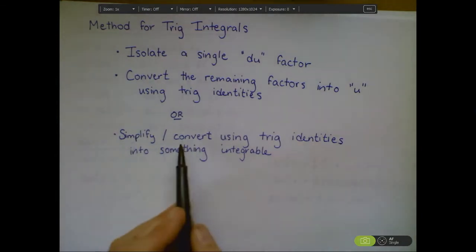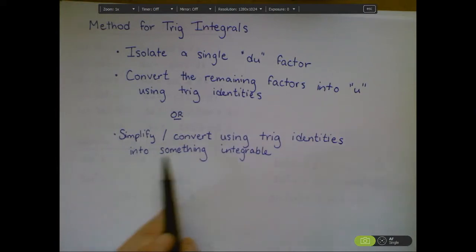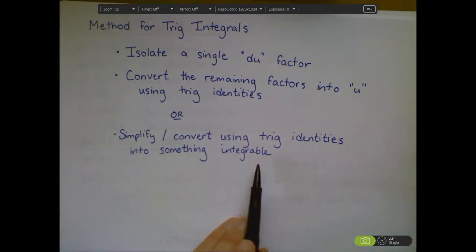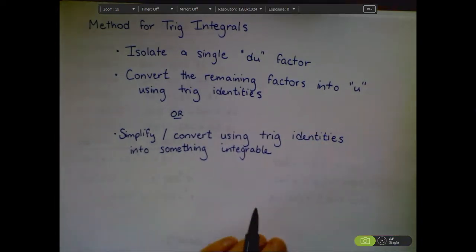That might be something that allows you to convert into trig identities in a way that you didn't see before. And also there are a number of trig identities that might make something complicated a little more simple.